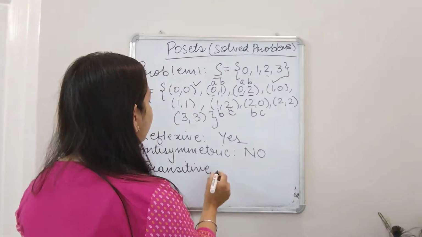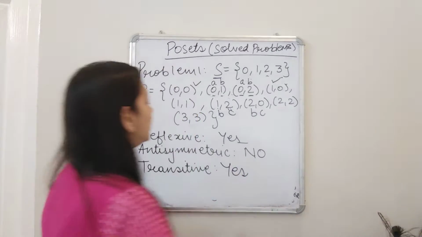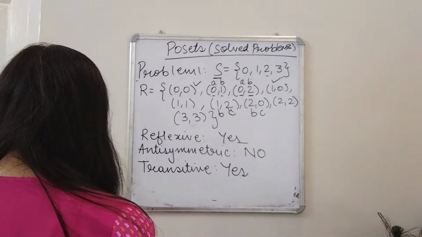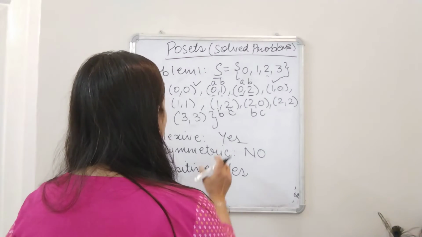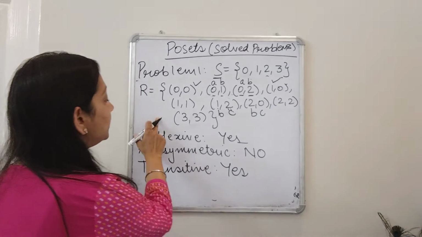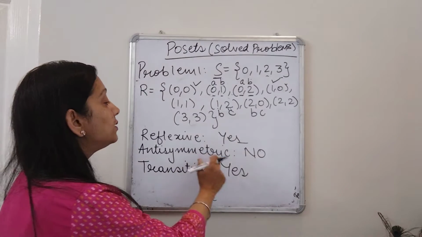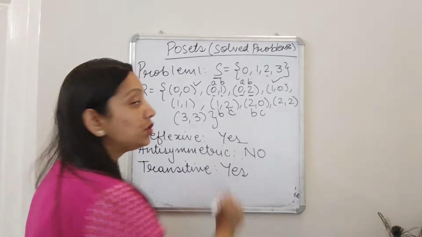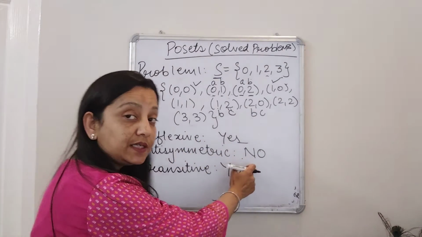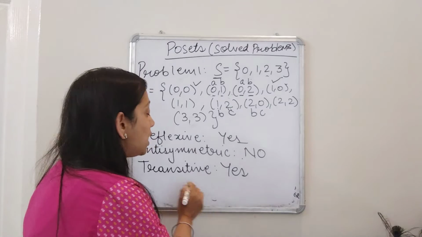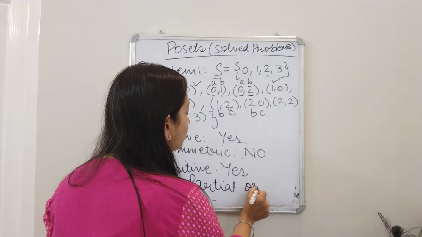So that means for all the pairs, the condition of transitivity is being satisfied here. So I can say that this relation is transitive. But this relation is not antisymmetric, and to be a poset or a partially ordered set, it must be antisymmetric as well. So this relation is reflexive and transitive, but not antisymmetric, and so I can say that this is not a partial order.